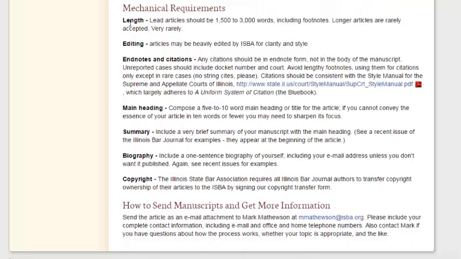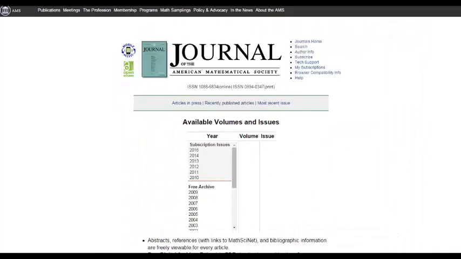However, the other information it does give you here: how many words the articles are, what sort of endnotes and citations you should use, that you need to include a summary and a biography, all different kinds of information like that. We're going to take a look at the Journal of the American Mathematical Society.